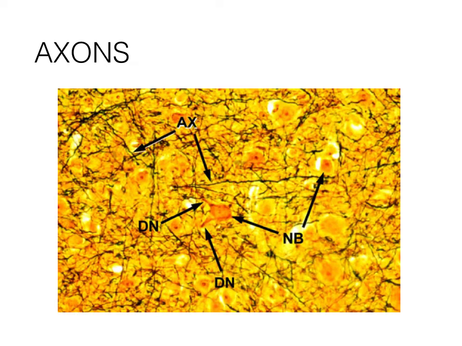There is another picture of a special staining, that is a silver staining or Golgi staining. Here you can appreciate the black colored lines. The black colored lines are nothing but the axons, and you can see a cell body over here.